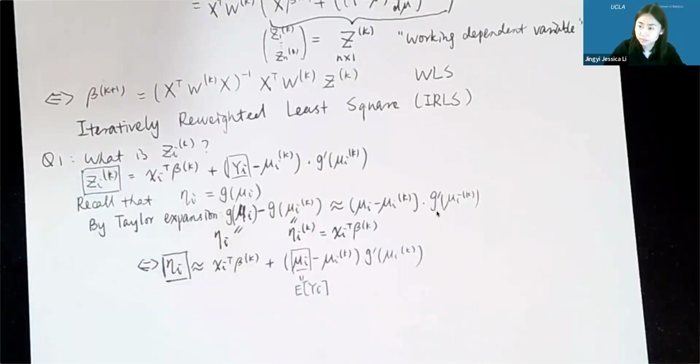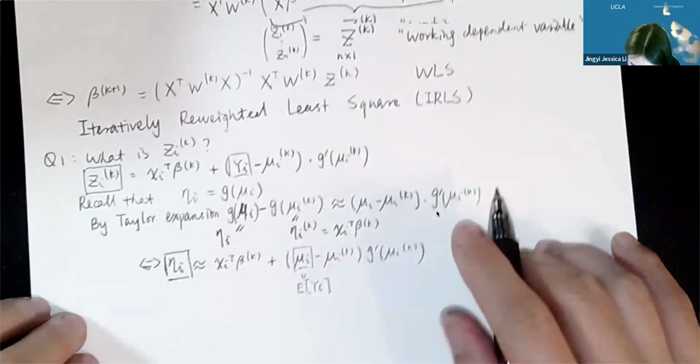I hope you think it makes sense. So the working dependent variable becomes like a linear model scenario, which is what we try to get out of the link function. Okay, that's the first question, how to interpret the working dependent response variable.